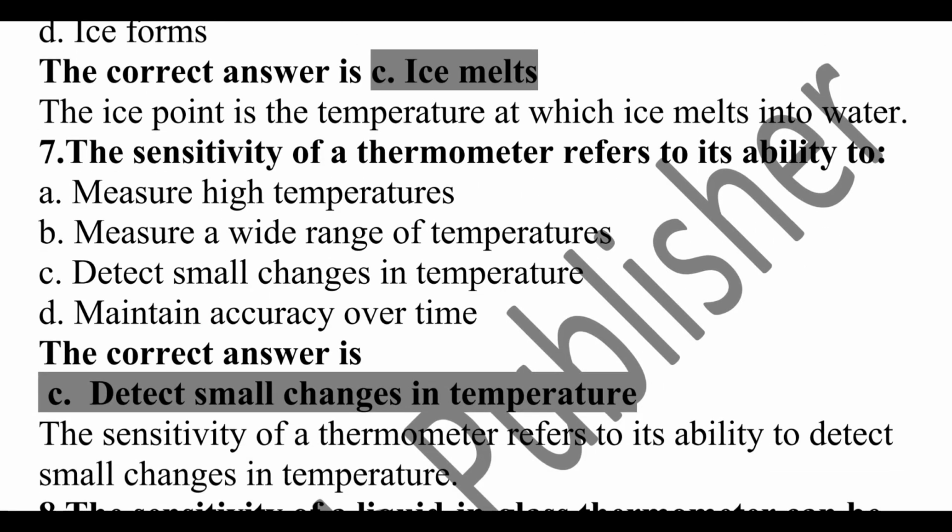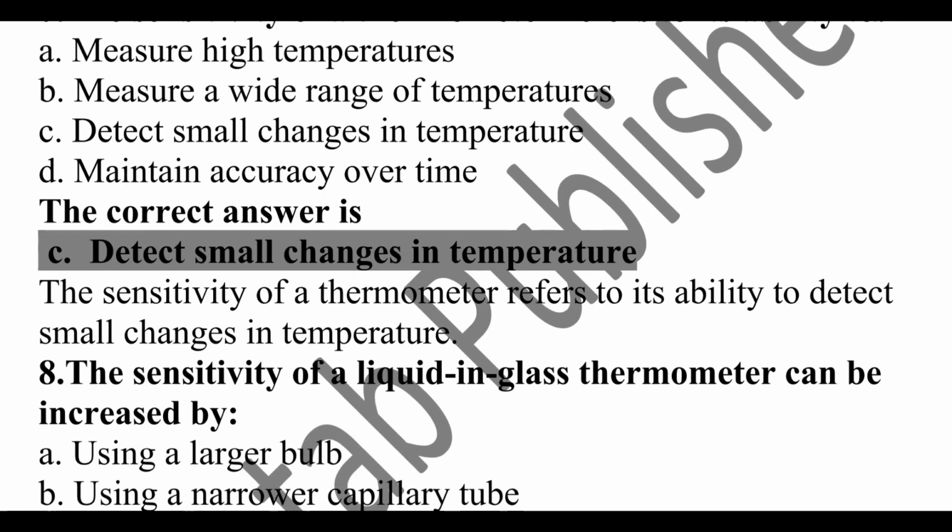Question number 7. The sensitivity of a thermometer refers to its ability to: option A, measure high temperatures. Option B, measure a wide range of temperatures. Option C, detect small changes in temperature. Option D, maintain accuracy over time. The correct answer is C, detect small changes in temperature. The sensitivity of a thermometer refers to its ability to detect small changes in temperature.